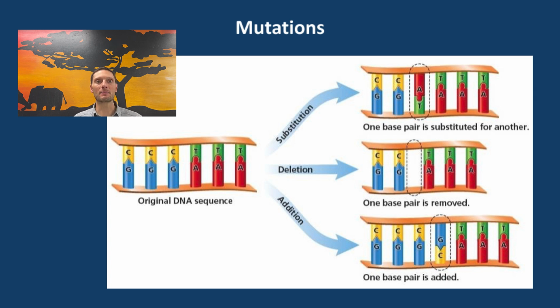And then the last type is a deletion, and this is the removal of a nucleotide, so essentially the opposite of insertion. It also does require the breaking of the sugar phosphate backbone.